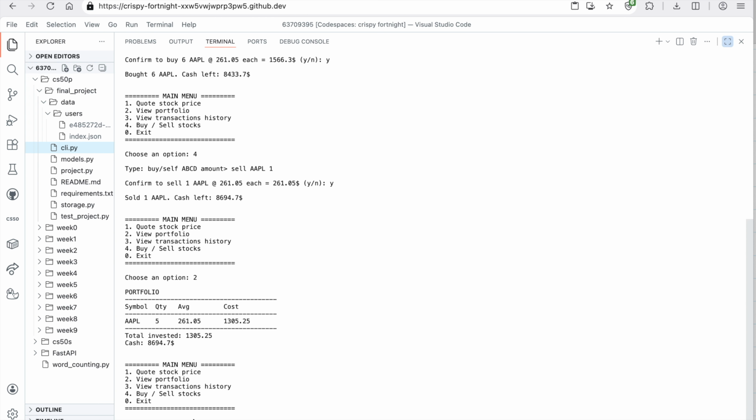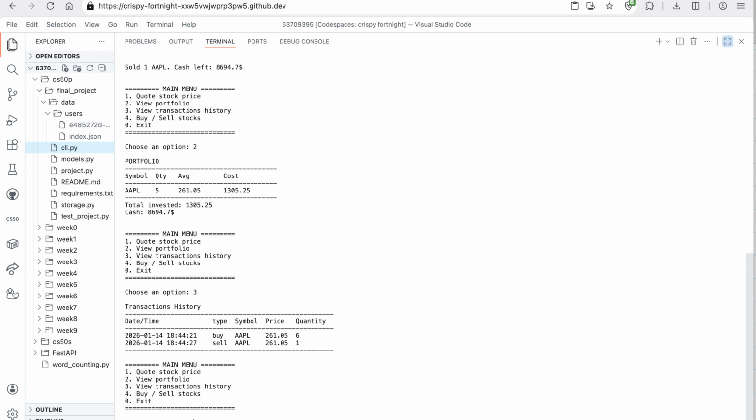All transactions are saved and can be viewed later. User data is stored using a JSON file and passwords are securely hashed. This project demonstrates file handling, authentication, APIs, and error handling in Python.